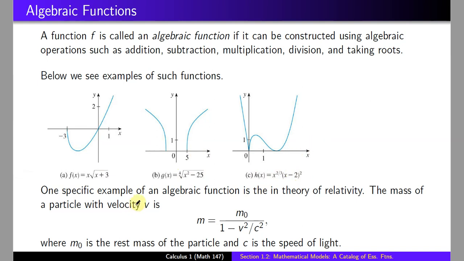Now, one specific example of an algebraic function comes from the theory of relativity, where the mass of a particle with a velocity v is described by this equation, where c represents the speed of light, and m sub 0, or m naught, is the rest mass of the particle.